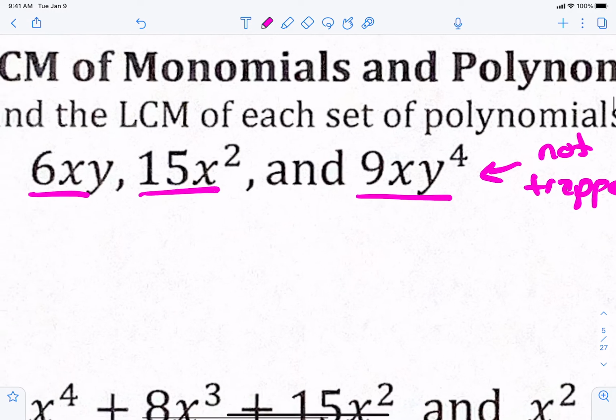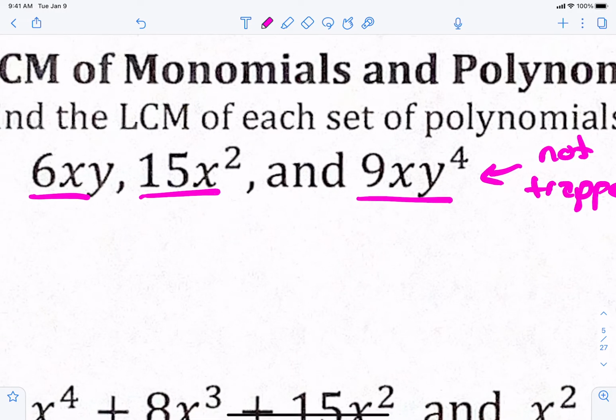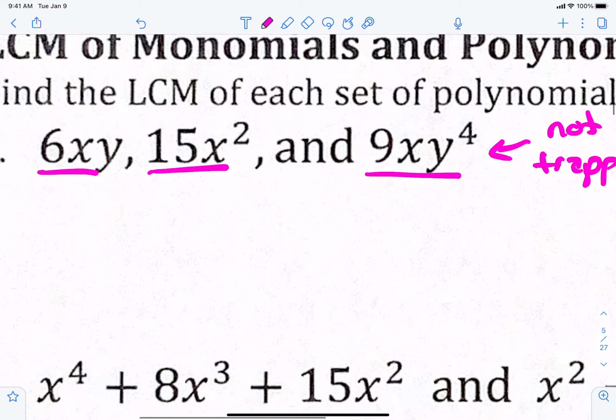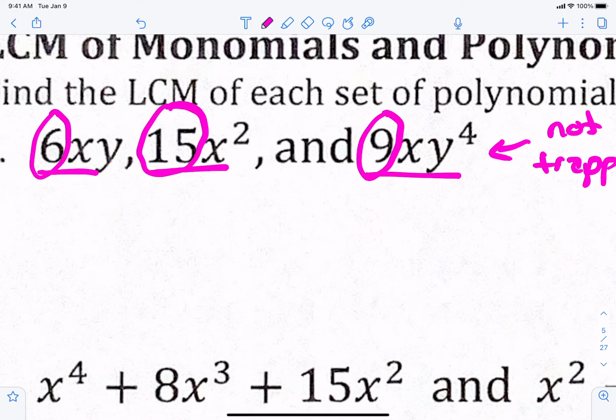So each one of these 3 pieces, we don't have to try to break down like it's a trinomial or anything like that. We just look at the pieces. So we're trying to find a least common multiple of those 3 things. Start with the numbers, 6, 15, and 9. We want one number that all 3 of them go into.